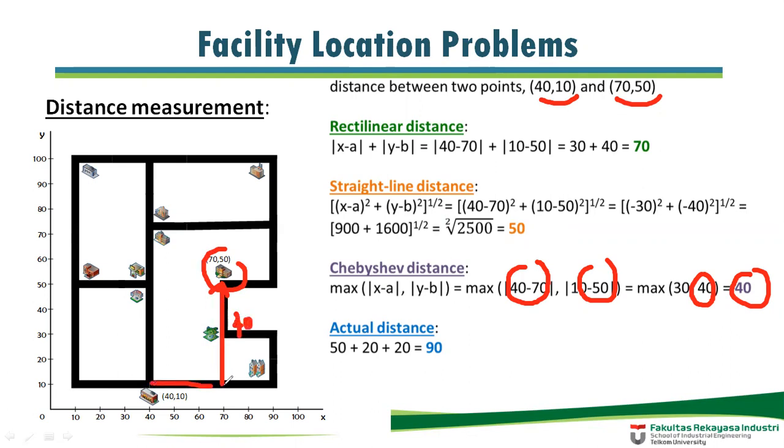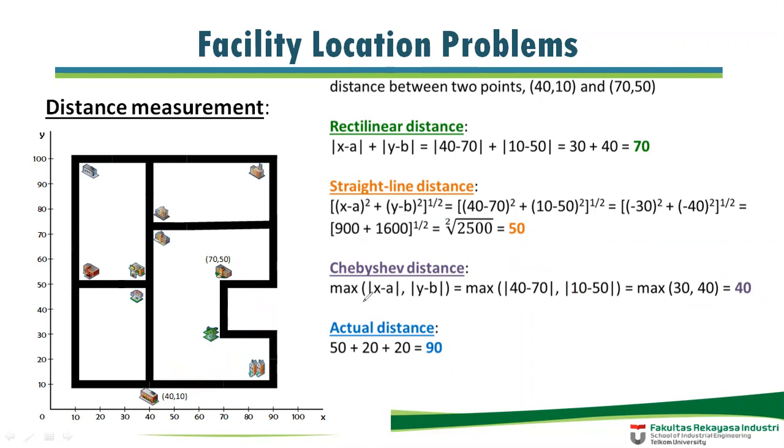Instead of using this length of distance, 30 and 40, we use 40. So to measure the distance between these two sides, we only use 40 instead of 30. Okay, in Chebyshev distance, they use this kind of equation.